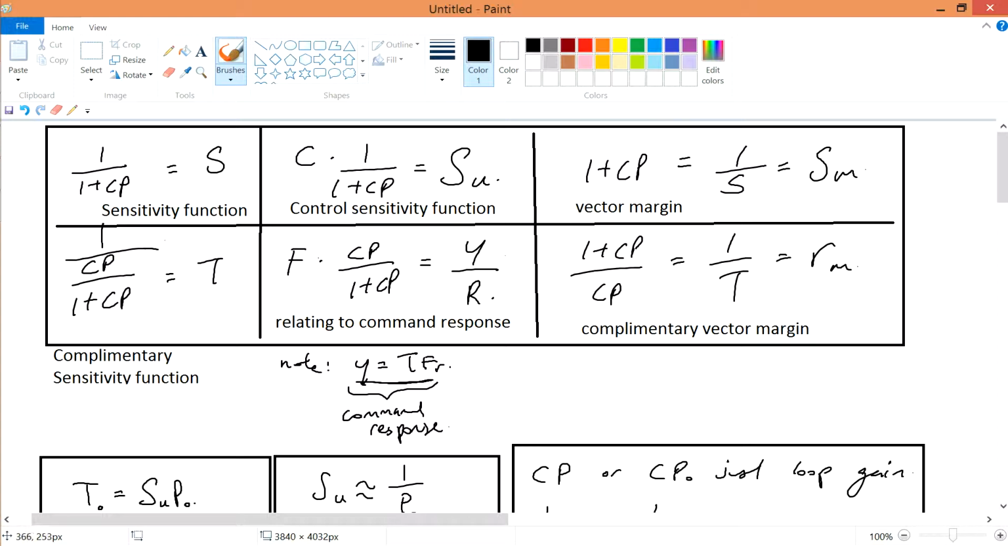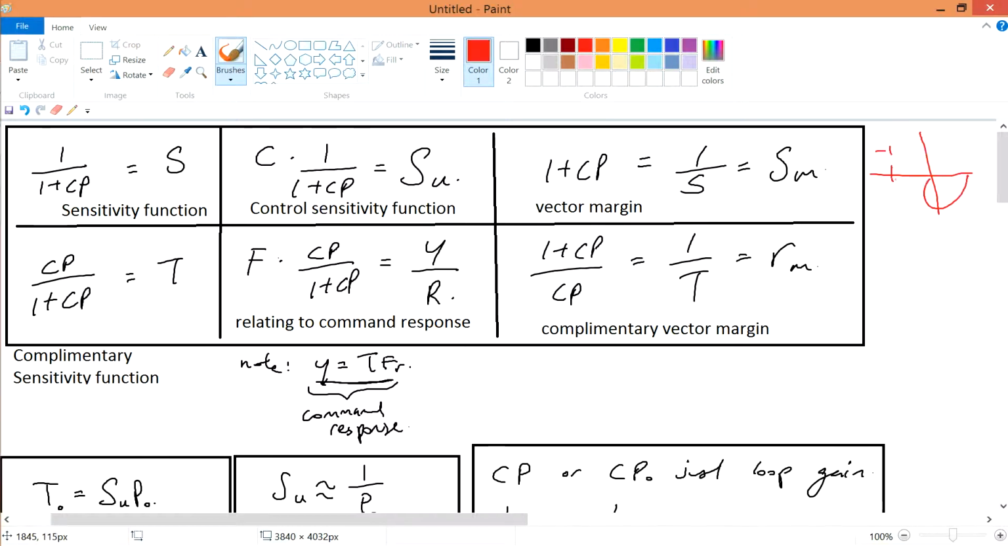Now, if you do 1 divided by T, where we know that this is T, I'm just flipping it around. What I have is 1 plus CP over CP. We can also have P naught over here and T naught over here. Same thing. And the outcome is a complementary vector margin. You still remember this is the Nyquist plot. We call this CP. This is the loop. The whole curvature is CP. And the distance between -1 and CP is simply 1 plus CP, which is our vector margin over here, SM.